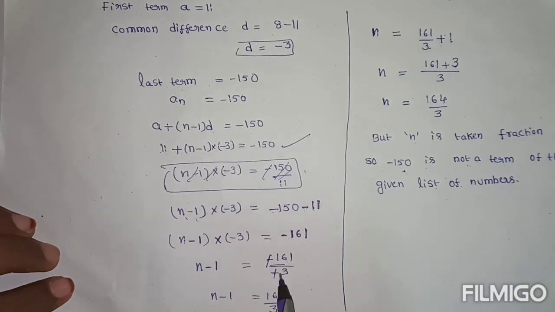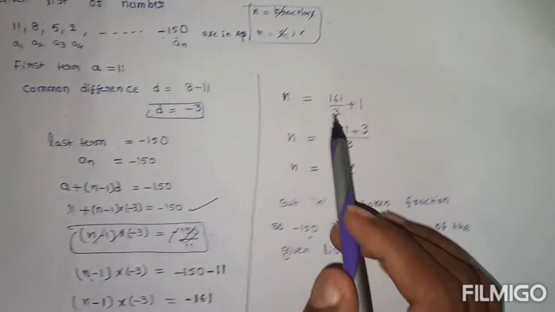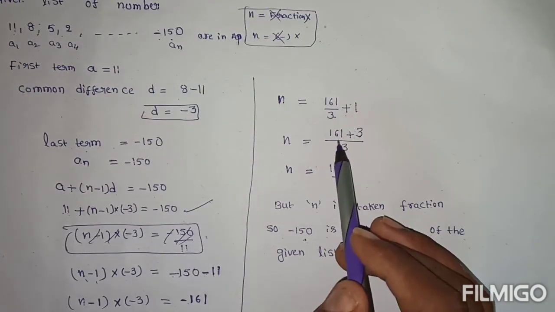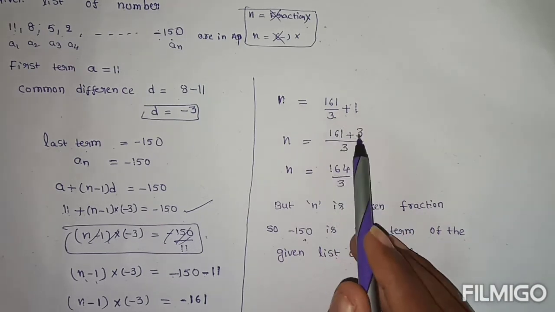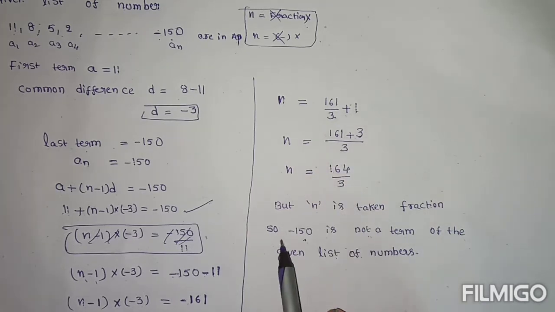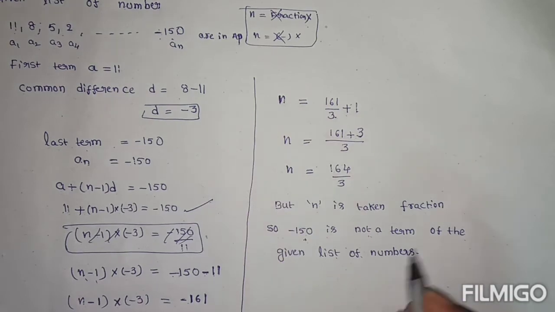Into is transposing, divided by 161 divided by 3. Minus minus cancel, N minus 1 is equal to 161 by 3. Next step, N equal to 161 by 3, minus 1 is transposing plus 1. So 161 plus 3 is 164 by 3. So the N value cannot be a fraction. So minus 150 is not a term of the given list of numbers. Minus 150 is not in the given AP at all. Okay, write down.